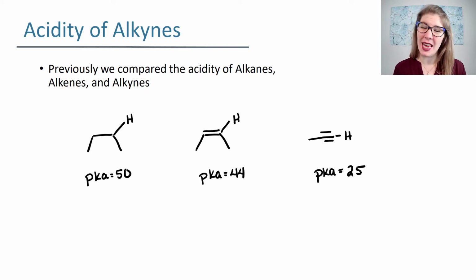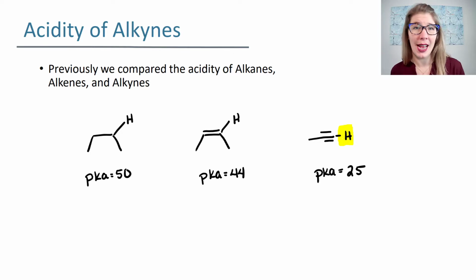If we're looking at pKa's, a terminal alkyne, where a terminal alkyne means at the end of a molecule, so there's actually a hydrogen to pull off, because if it was an internal alkyne, that would mean there's carbon on either side and there's no hydrogen to pull off. So we're looking at terminal alkynes where there's a hydrogen, like I just highlighted in yellow. This has a pKa of 25. Remember from long ago that the lower the pKa, the stronger the acid.